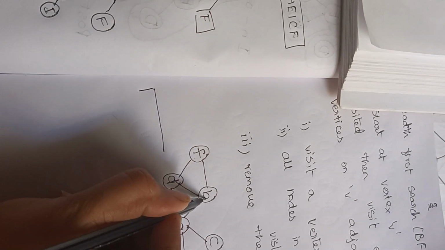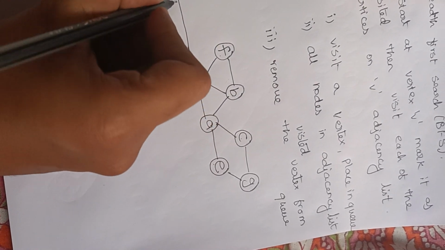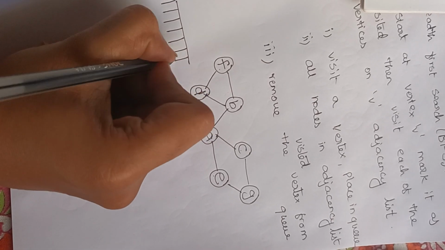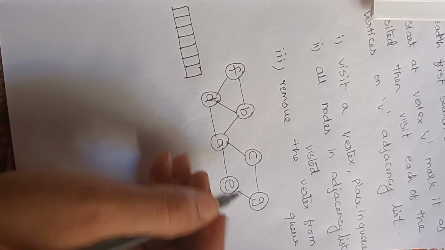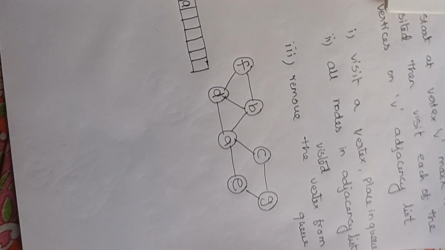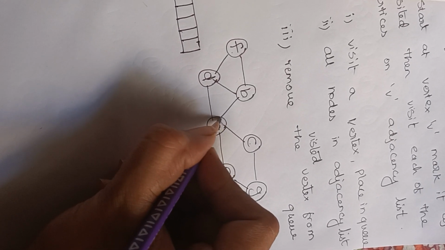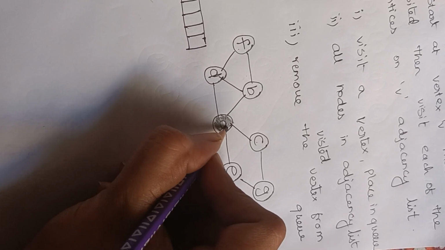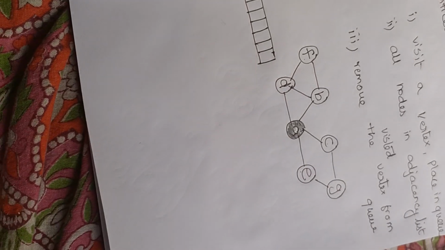Here we have 1, 2, 3, 4, 5, 6, 7. So we have 7 vertices. Create a queue, 1, 2, 3, 4, 5, 6, 7. What should we do? First we are visiting A. Push A into your queue. We will mark it. A few people have asked me how we can differentiate visited and non-visited in your answer sheet, because you cannot use other colors. You can shade like this and differentiate.